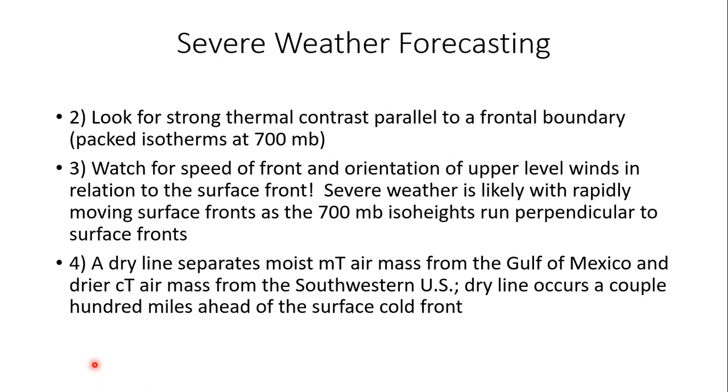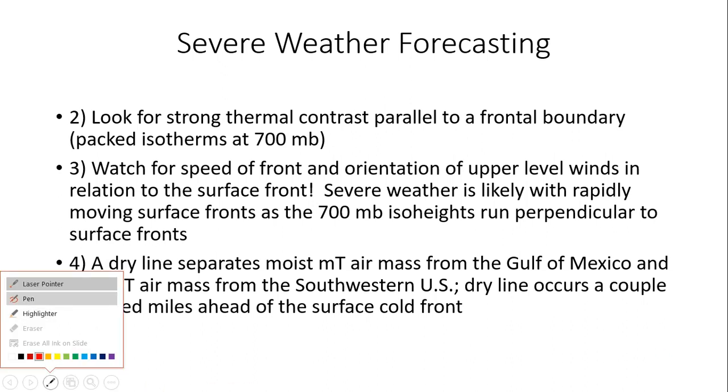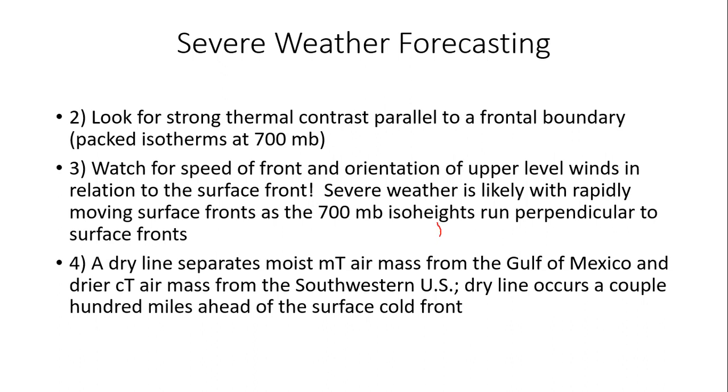So here's an example. Let me go ahead and draw this out for you. So let's say that we have a surface cold front. Okay, it's moving from west to east, so it's generally moving this direction. I'm going to show you 2 examples here. This is an example of the height contours at 500 millibars, and they are orientated perpendicular to the surface front. So that means my winds are going to be blowing perpendicular to this surface front, which is going to result in a faster moving cold front.